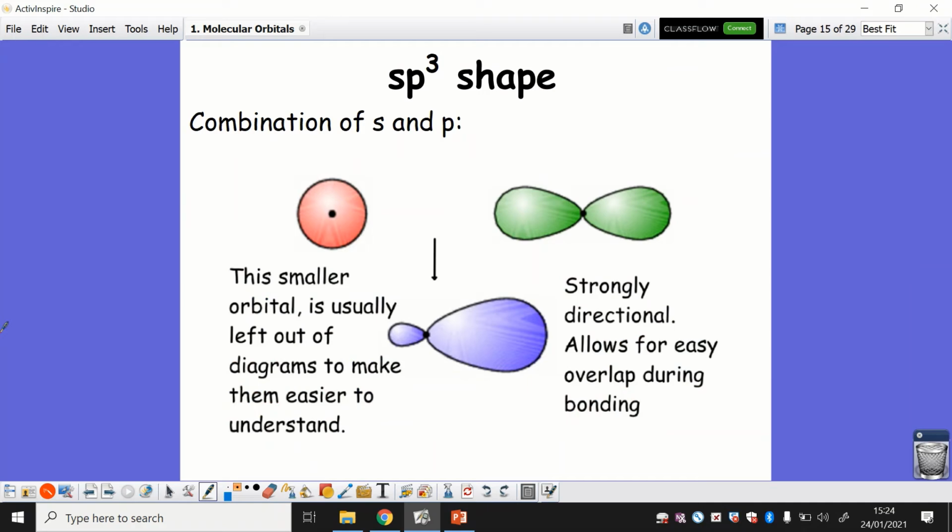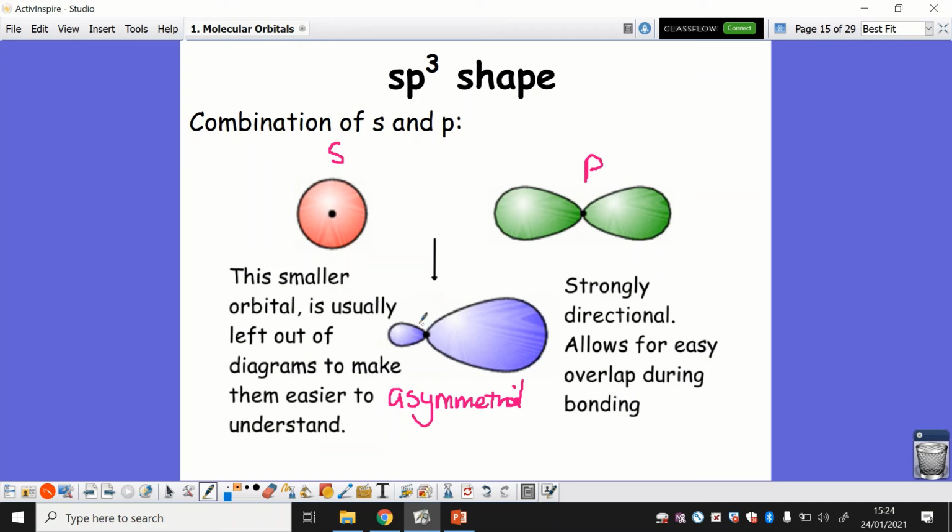So in terms of the shape of our sp3 orbitals, we've got to look at the shape of the atomic orbitals that combine. So we have our s orbital, which we know is just a nice simple circular shape, and our p orbital, which is this dumbbell shape. And when they combine, they have this really asymmetrical shape here. Okay, so an sp3 orbital is asymmetrical. That's not how you spell asymmetrical, but you know what I mean.